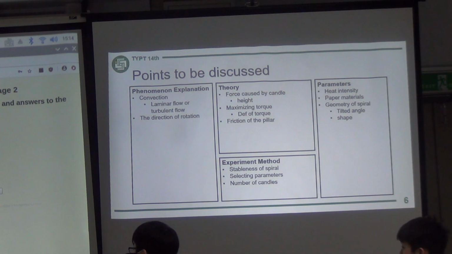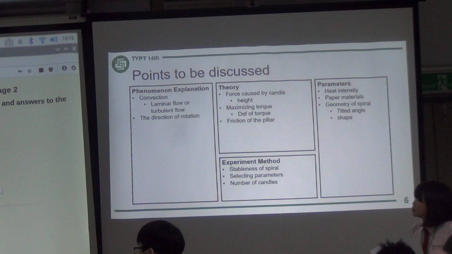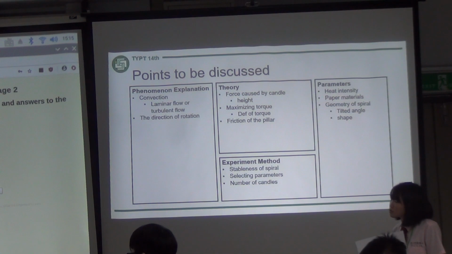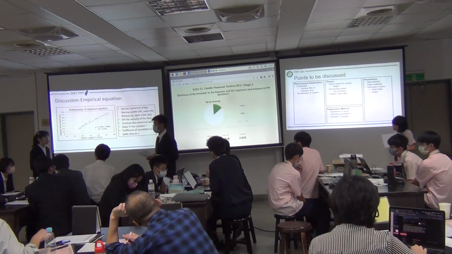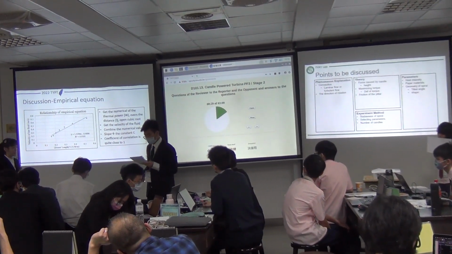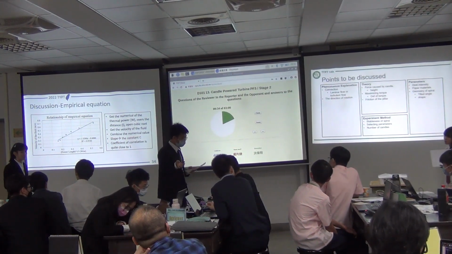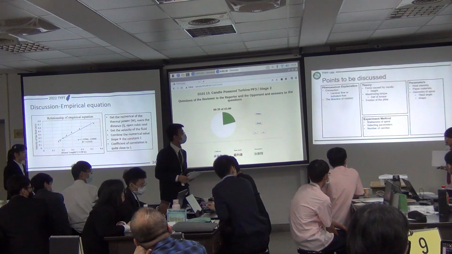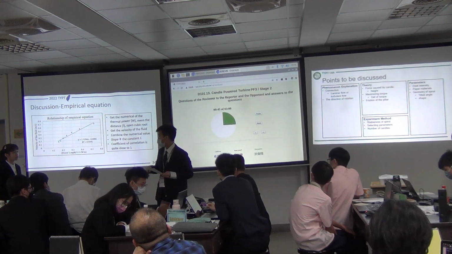Dear judges and worthy opponents, I'm the reviewer of problem 13. The first question is for the reporter. Did you take other resistance into consideration, for example, viscous resistance? Okay. How about the opponent? Did you think that other kinds of resistance, for example, viscous resistance, will affect the result? Yeah, maybe. Okay. And the second question is for the reporter again.